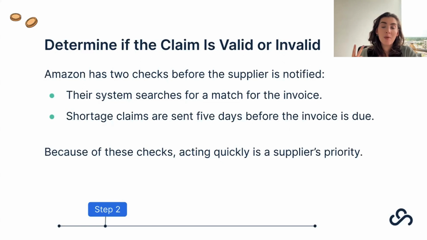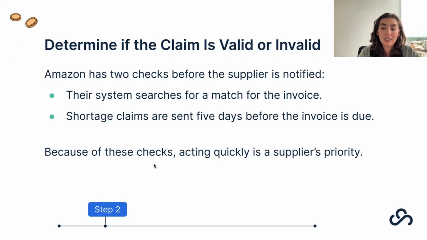So they have 2 checks before the supplier is notified. We can use the example of potential and remaining shortages. So let's say they see a potential shortage. Their system is going to search for a match for the invoice. If they can't find it, then it might be later in the process. It's not at the invoice due date. So with shortage claims, they can be sent 5 days before the invoice is due. And then they would move from a potential to a remaining shortage. And so because of these checks, Amazon feels pretty solid about the decision they made. So acting quickly and being able to turn it around in that 30-day time period is the supplier's priority.